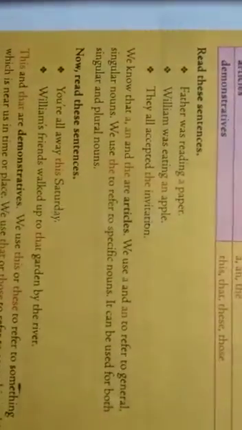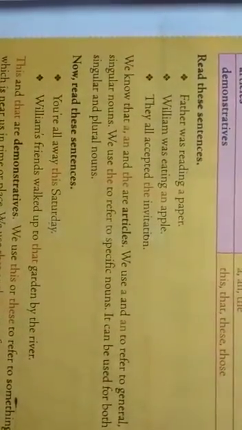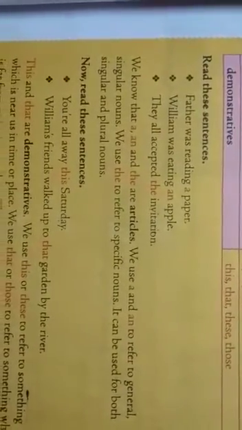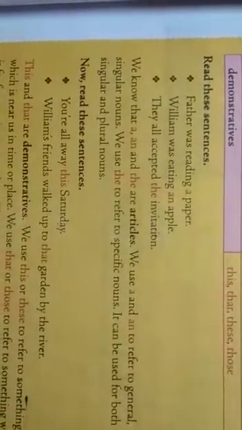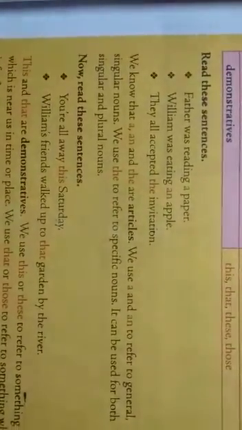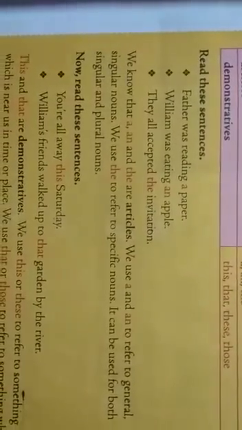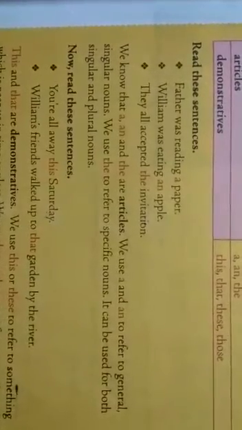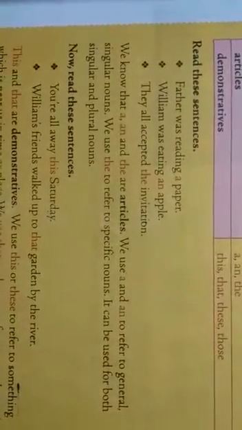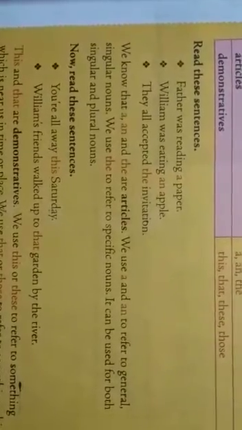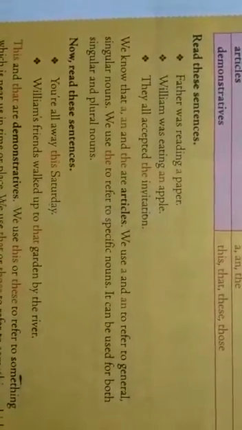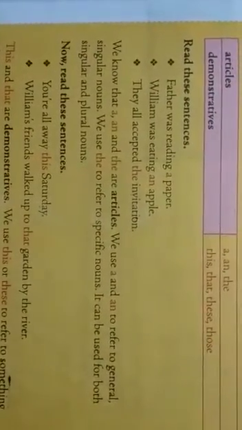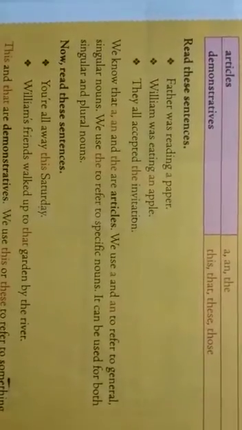Where do we use a and an? A and an we use to refer to singular nouns, to point out a single object. And about the use of the: this we use for specific nouns. The is used for both singular and plural nouns, whereas a and an we use only for singular nouns.